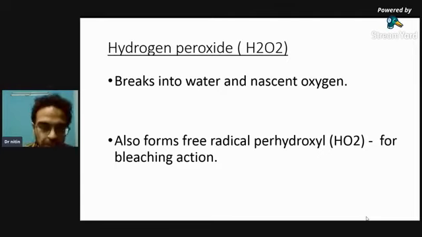So today we'll also be discussing how this hydrogen peroxide acts on these pigments, which results in a decrease in the pigmentation. So basically the chemistry is it breaks into water and nascent oxygen, and the main components, the free radicals which are formed, act as an oxidizing agent on the pigments present on the tooth. The free radicals produced are perhydroxyl and a lot of others which we'll be discussing.